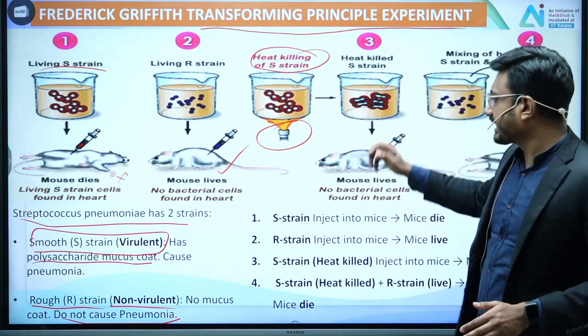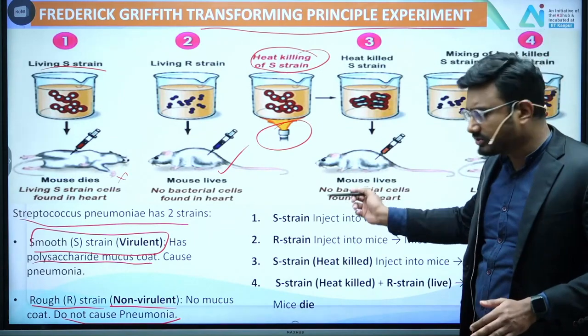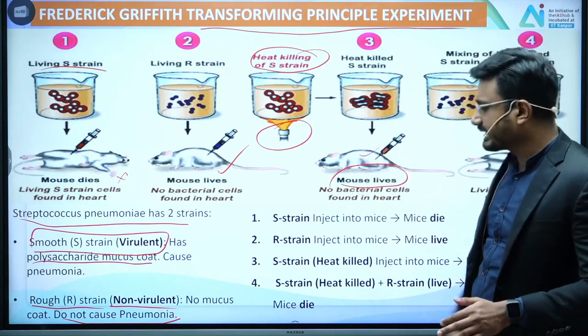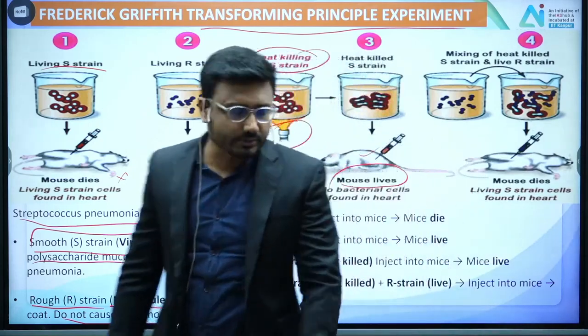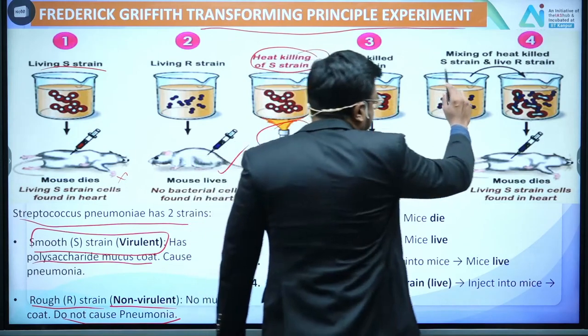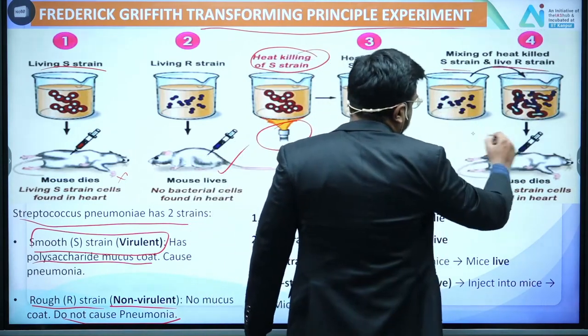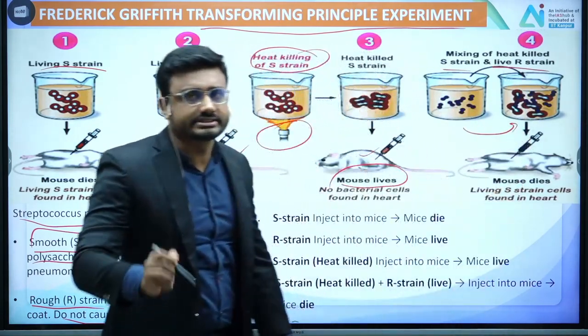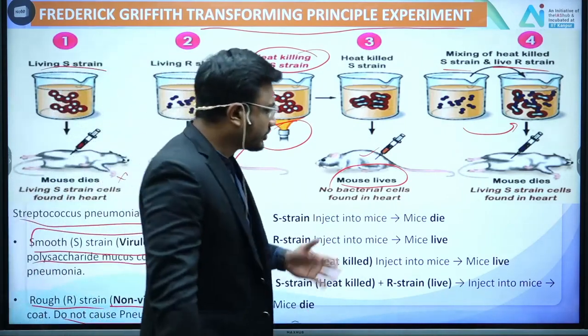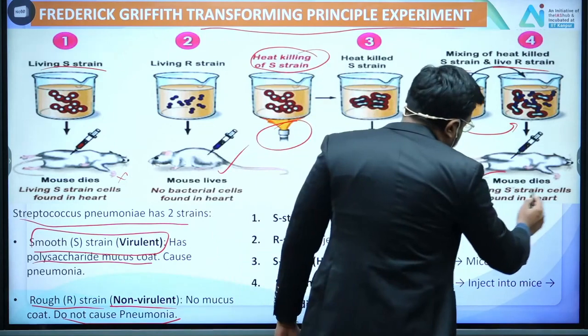So then the S strain, when it is injected into the mouse after being killed, the mouse lives in that case. In the last case, we are mixing the heat killed S strain bacteria with the R strain bacteria. So we can see that the mouse is dying.